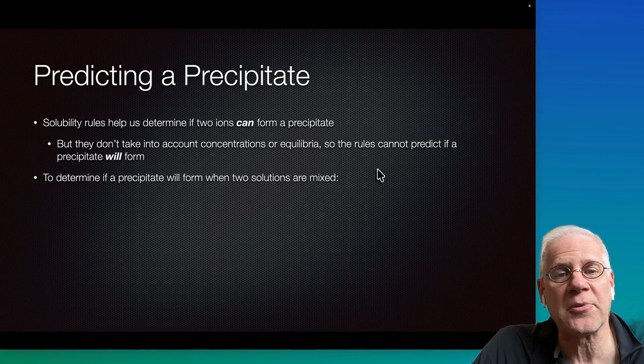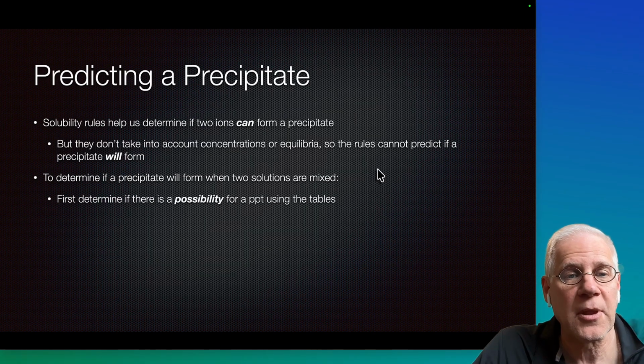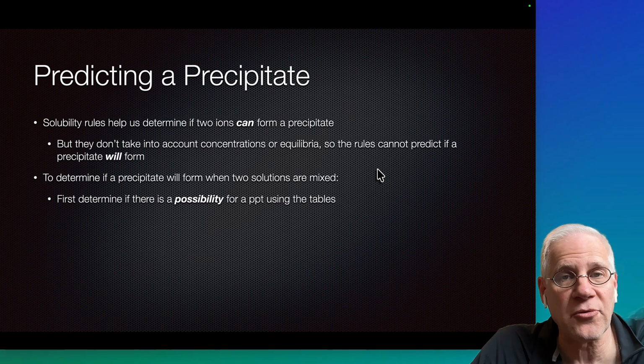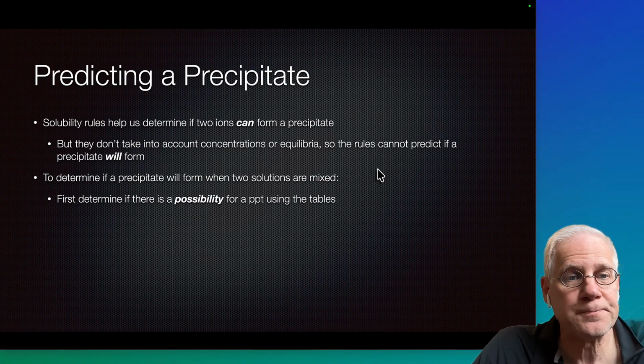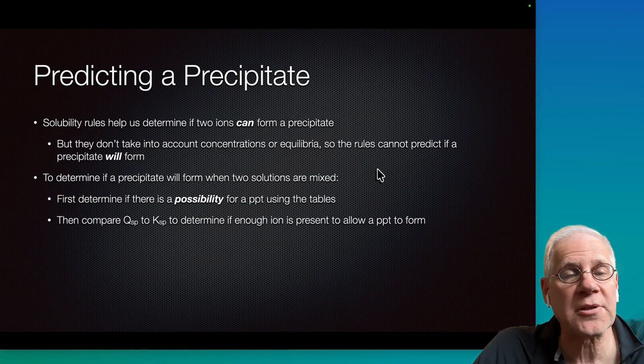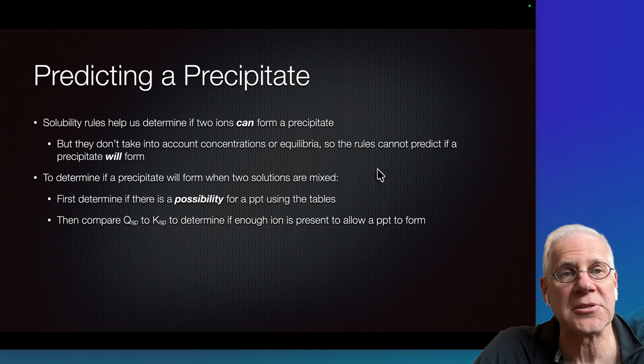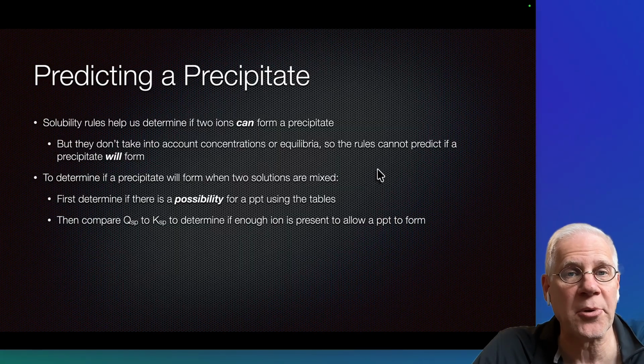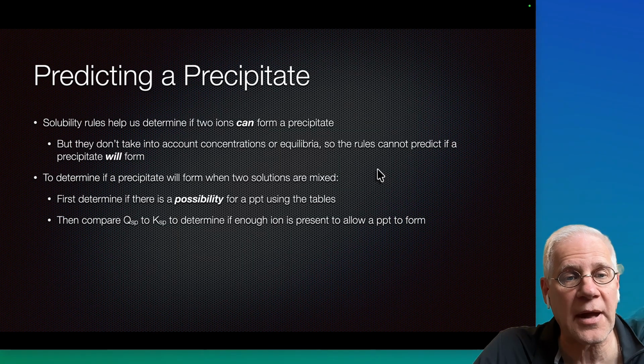Now, to determine if a precipitate will form when two solutions are mixed, first we have to determine if there's even a possibility for a precipitate using those tables. Do we have two ions that form an insoluble salt? Next we have to look at the concentrations of those ions and do a QSP calculation. Again, the only difference between a Q calculation and a K calculation is that for a Q, we don't know if it's at equilibrium. For a K, we know it's at equilibrium. Other than that, the two equations are exactly the same. So we're going to use a Q calculation.